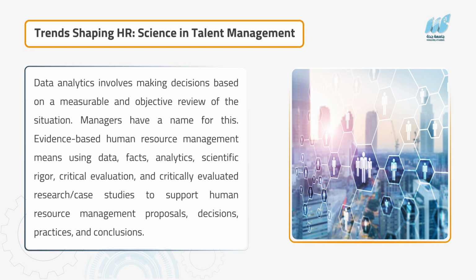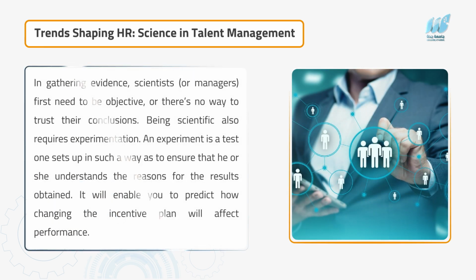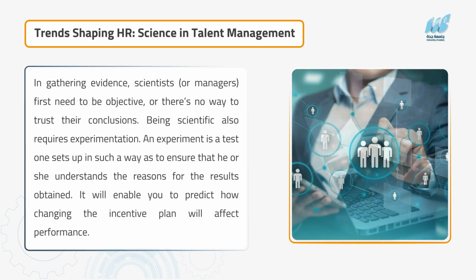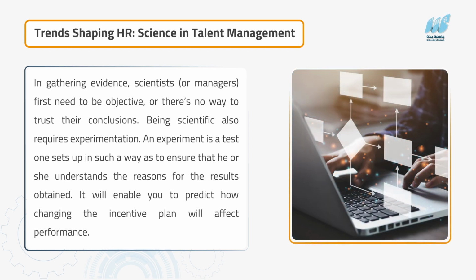You may sense that being evidence-based is similar to being scientific, and if so, you are correct. In gathering evidence, scientists or managers first need to be objective, or there's no way to trust their conclusions. Being scientific also requires experimentation. An experiment is a test one sets up in such a way as to ensure that he or she understands the reasons for the results obtained, and it will enable you to predict how changing the incentive plan will affect performance.